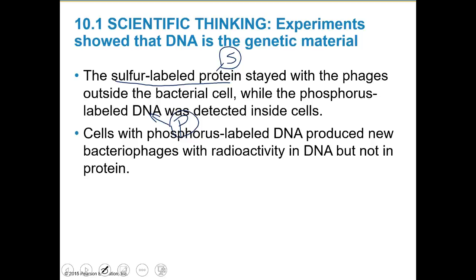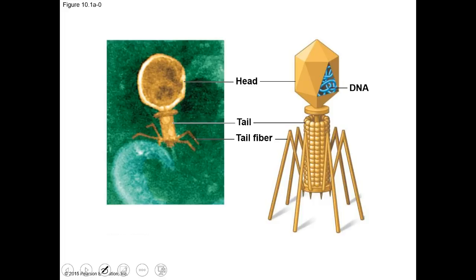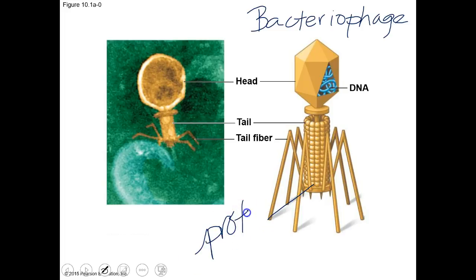So cells with phosphorus-labeled DNA produce new bacteriophages with radioactivity in the DNA, but not in protein. I know all that's really confusing, so here's a little bit better of a thing. So here's a bacteriophage, by the way. Okay, so here he is. He's got two parts. The yellow or gold color on the outside is protein. Viruses are very, very simple creatures. They're protein on the outside, and then the blue part on the inside is DNA or genetic material.